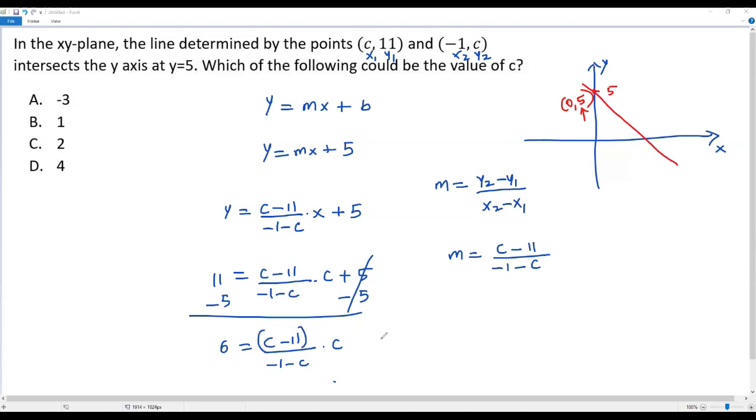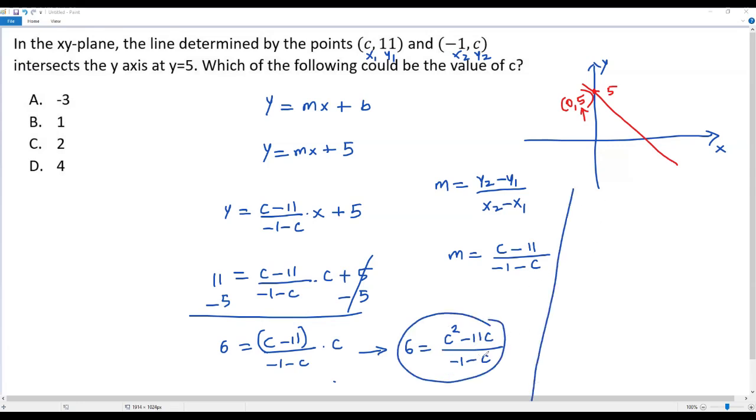So when I do so, I'm getting 6 equals c square minus 11c over negative 1 minus c. Okay, let me continue the work over here. Now in this equation, I have to get rid of the denominator. For that, I have to multiply both sides by negative 1 minus c. Okay, let me do it.